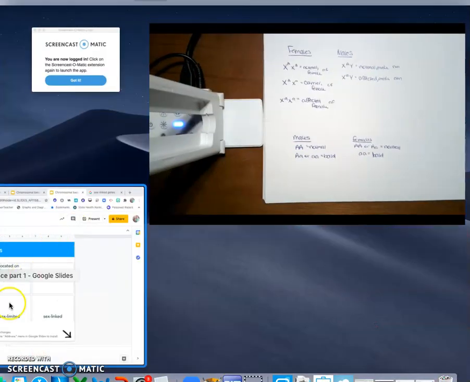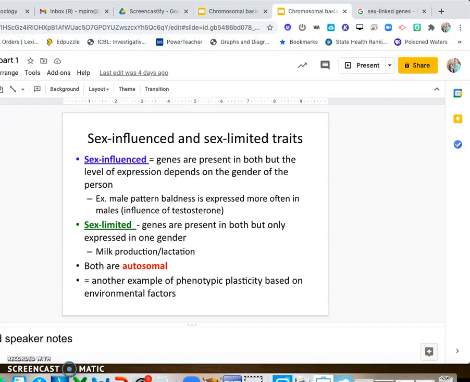Sex-limited, on the other hand, sex-limited traits are limited to one gender. So the genes to make milk, the genes to lactate, are found in both males and females. So guys, you do have the genes to lactate, but they're turned off. So you can't lactate. Now, there are some instances you've probably heard about, random things, where males have lactated. Mutation. It's just a weird thing that happens. It's not normal. It's not going to happen to you unless you have that mutation.